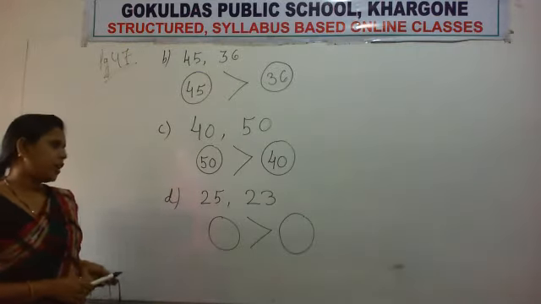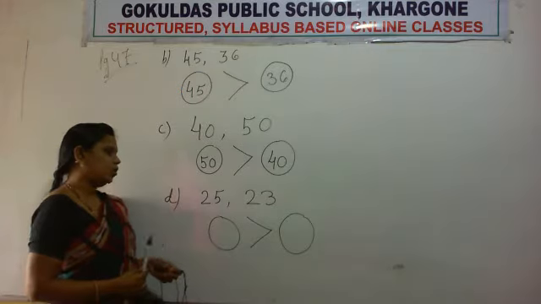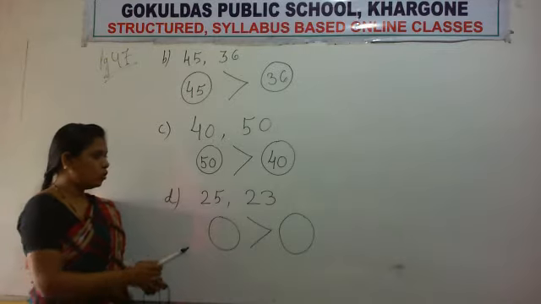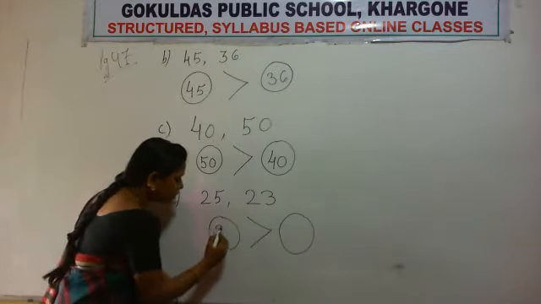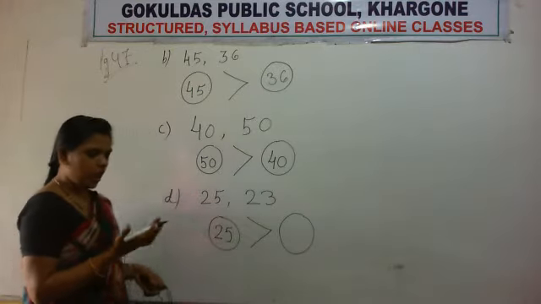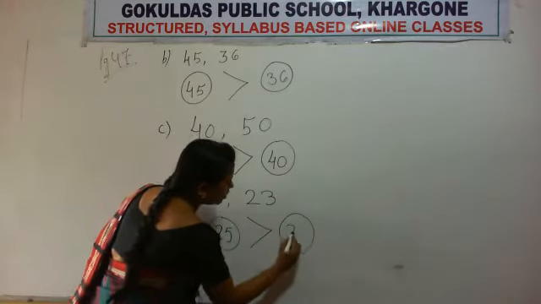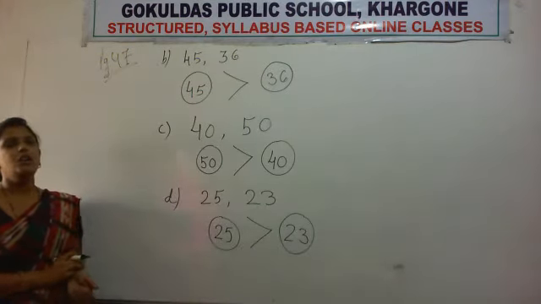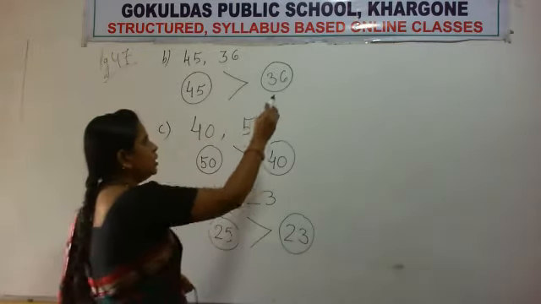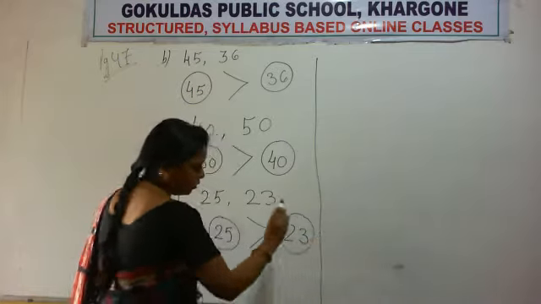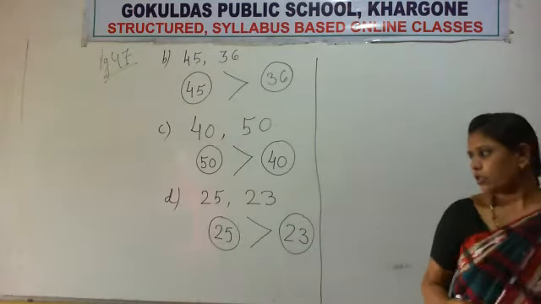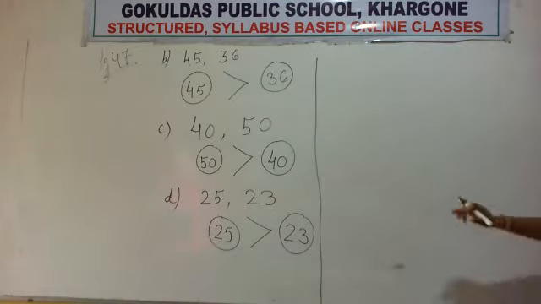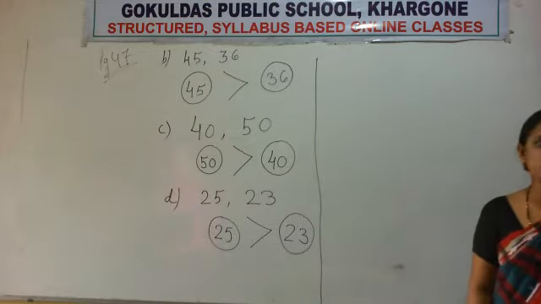So we have to identify the greater number, the bigger number. Which number is bigger, 25 or 23? 25 is the bigger number. So write 25 this side, and where do you have to write 23? Here, this side. Okay, 25 is greater than 23. So copy question number D from the board. You have space in your copy, so you continue writing. Just below it, I am writing the equation this side because here I don't have space.